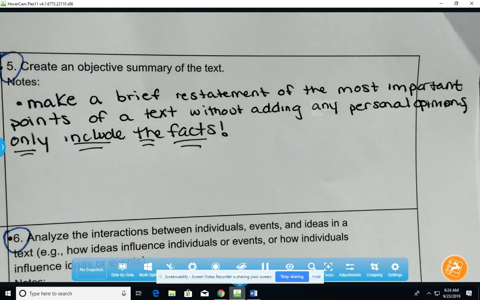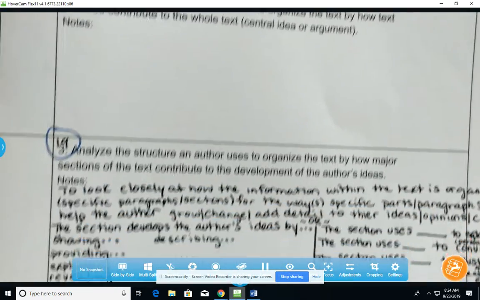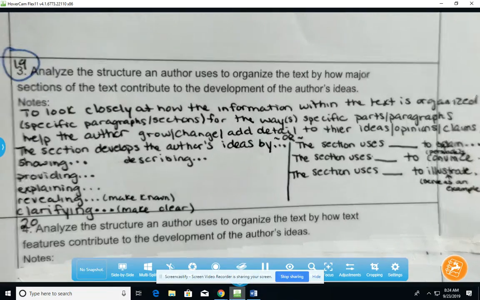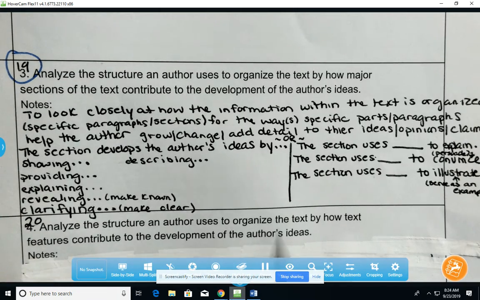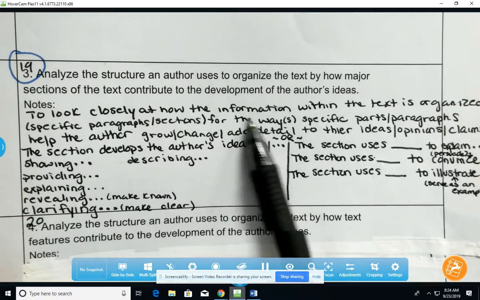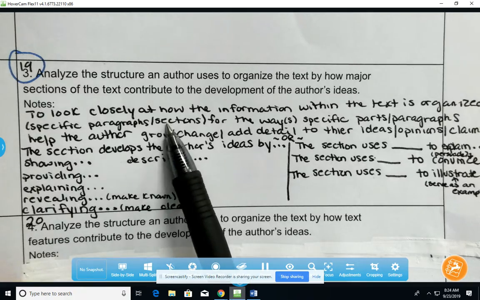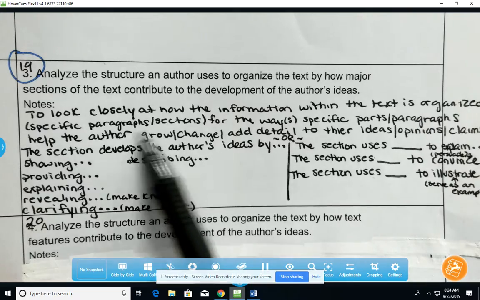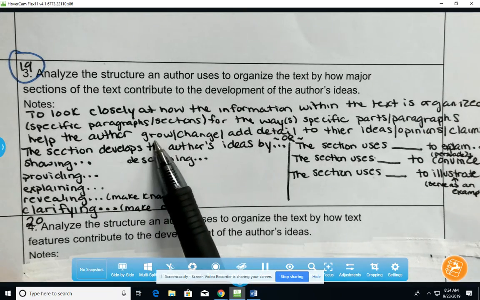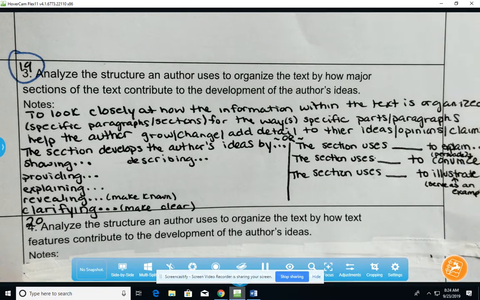All of this ties in to learning target number 19. Learning target number 19 is to analyze the structure the author uses to organize the text by how a major section of the text contributes to the author's idea development. So when we say that in our own words, that means to look closely at how the information within the text is organized, as in specific paragraphs or sections, because in those specific sections, the author has specific ways that they have created that paragraph to grow or change or add detail to their ideas, their opinions, or their claims.